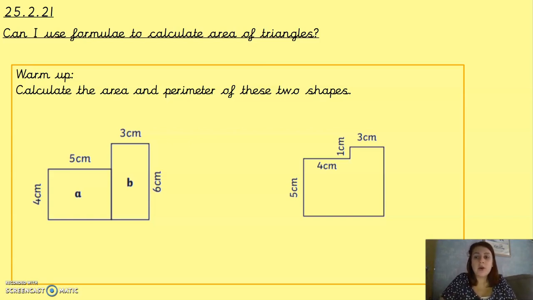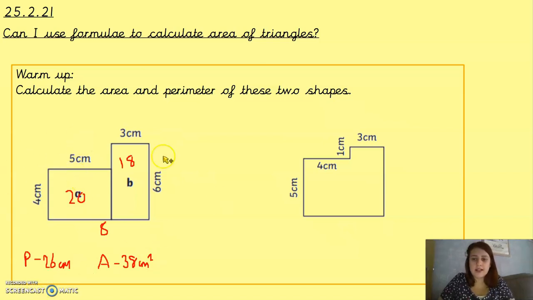So as a little warm up on the screen, there are two compound shapes for you that I would like you to calculate the area and perimeter of. The first one, I've split it for you so you can see where the split is. The second one, you have to split it yourself. There are some missing sides you'll need to work out. So it might take you a couple of minutes. So pause the video and then come back when you are ready.